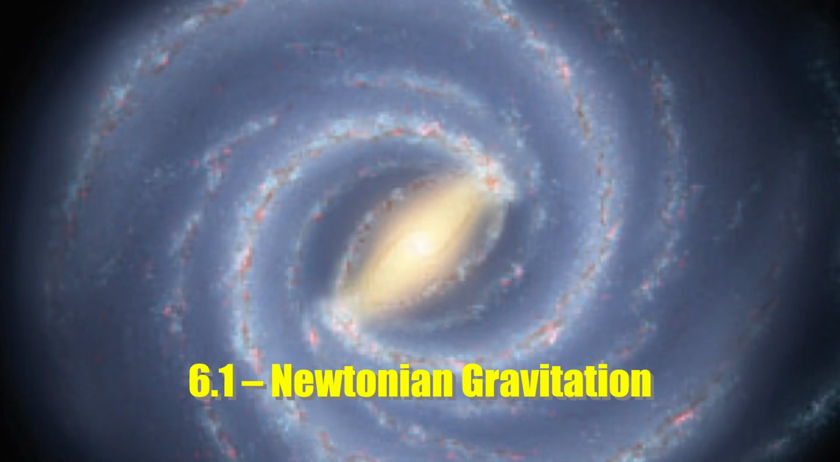Section 6.1, Newtonian Gravitation. In this section, we will explore Newton's universal law of gravitation, including how the gravitational force is calculated and the concepts related to it. We will examine how gravity acts between two objects and how its strength depends on mass and the distance between two centers, and how it governs the motion in the solar system and in the entire universe.